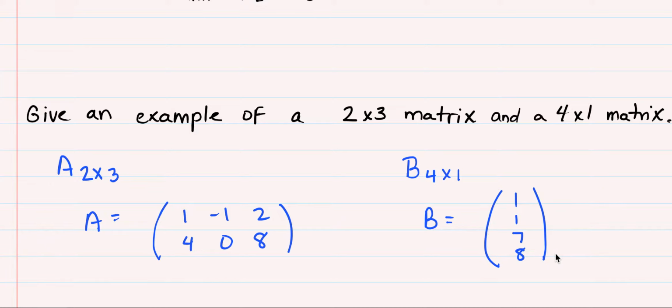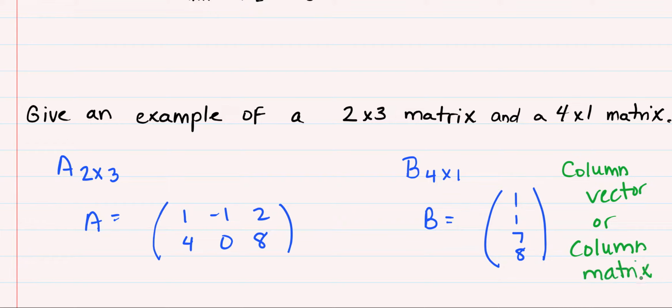Now when we have such a matrix where it has 1 column, we call it a column vector, or you can say a column matrix. But usually you'll see column vector. And we're going to learn more about vectors later, but from now on, when we see a matrix that's just a column, think of it as a column vector.